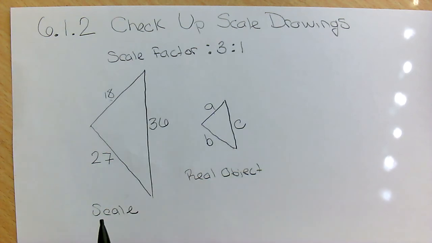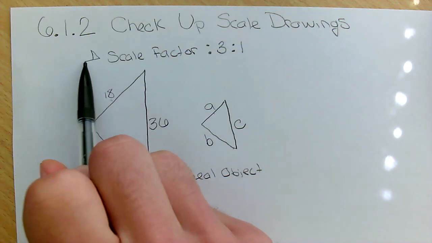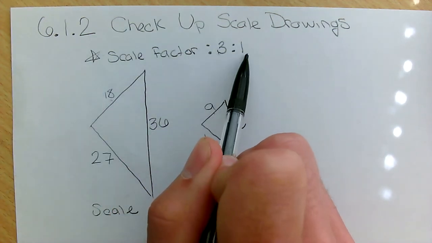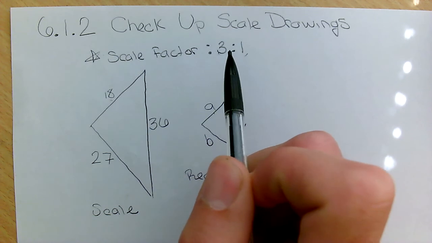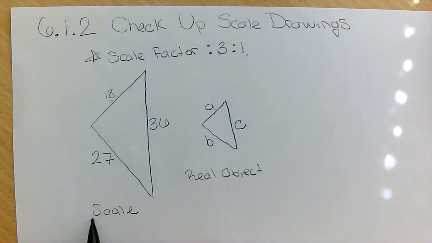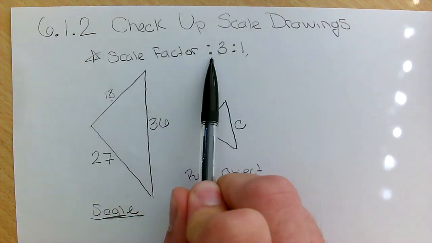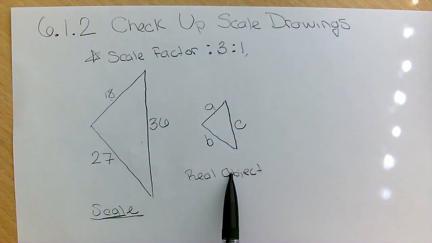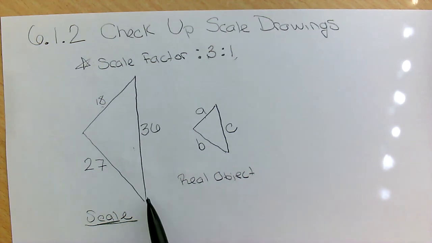Now what's important is it gives you some really good key information. Right here it says scale factor is 3 to 1. What does that mean? That's actually very important. What that means is that our scale drawing right here is going to be 3 times bigger than our real object. And you can actually see that in the drawing.